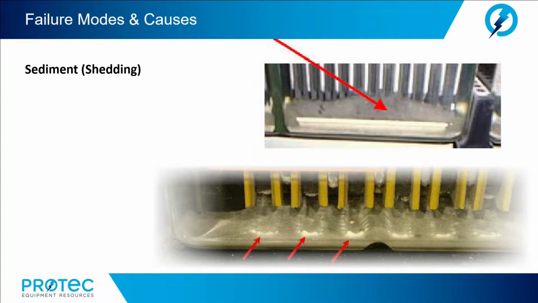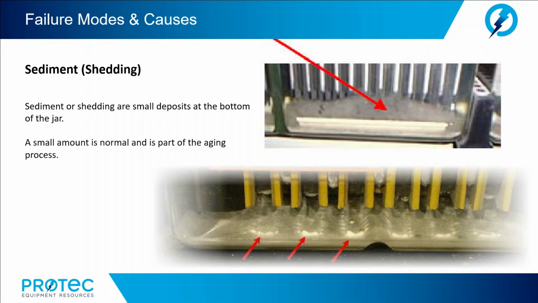which leads us to sediment and shedding. Sediment or shedding are small deposits at the bottom of the jar. Now, a small amount is normal and it is part of the aging process. As the sediment builds, it can cause plate shorts. Now, shedding is caused by overcharging, undercharging, excessive cycling, and temperature. Undercharging will cause sulfation slough-off. Overcharging will result in positive grid growth, active material shedding and gases.